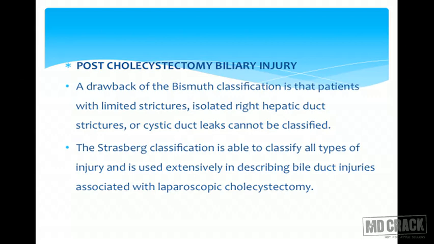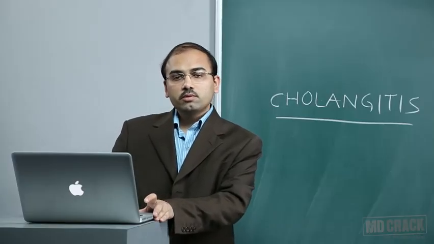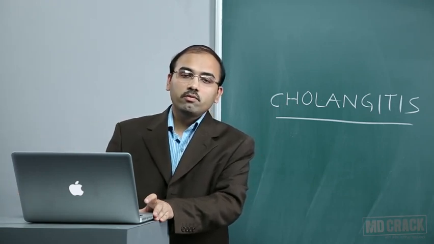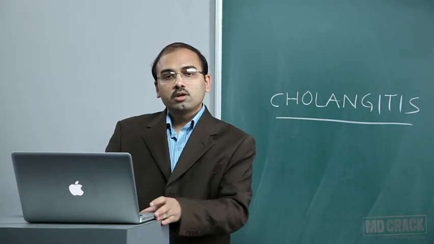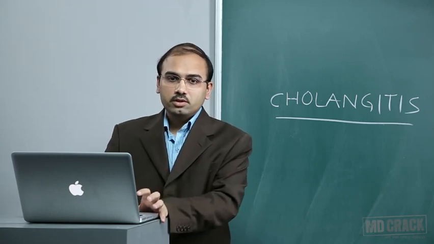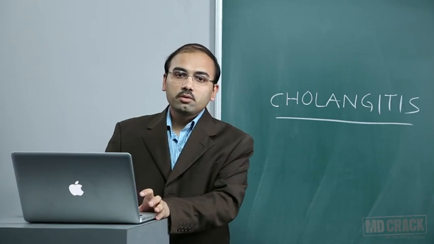The drawback of the Bismuth classification is that patients with limited strictures or isolated right hepatic duct strictures or cystic duct leaks cannot be classified. So you may be asked which of the following sentences is true, and various types of sentences can be formed on this, but only one single sentence is correct. Or they can ask which of the following is the drawback of Bismuth classification. So they may include other factors, and this sentence can be included.